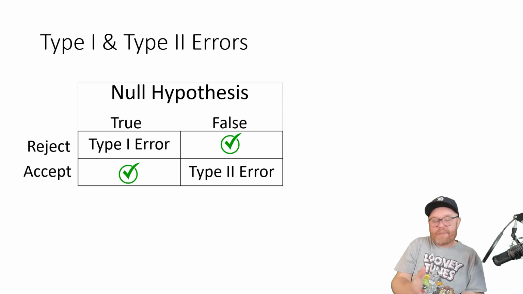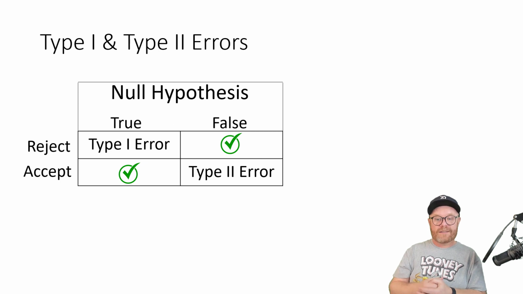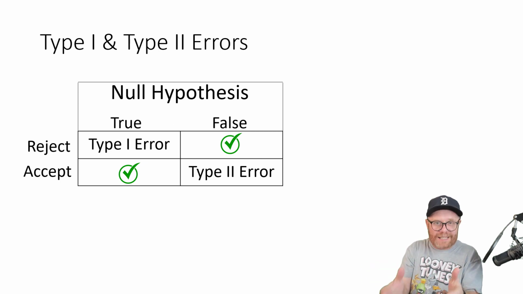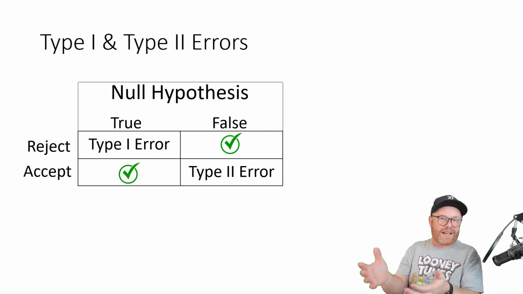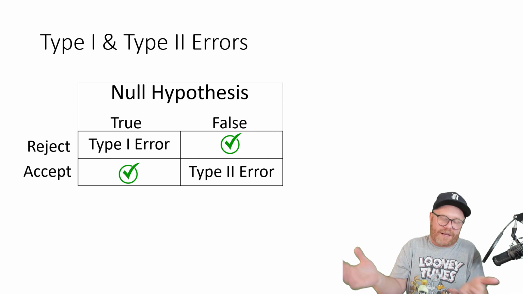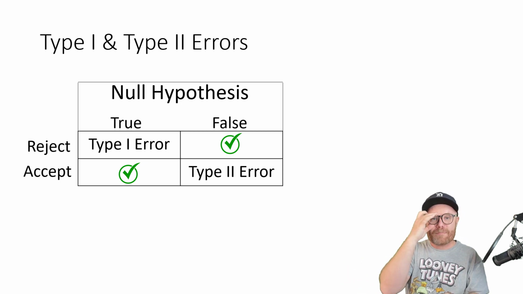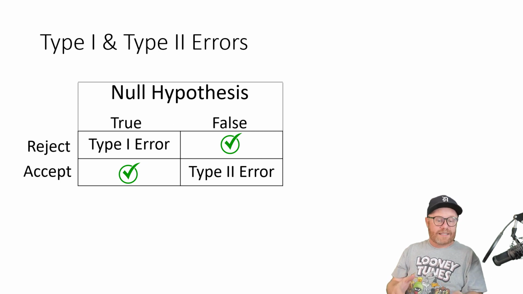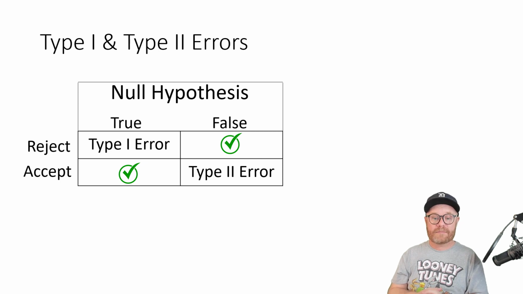And then the other, type 2, is just the opposite. The null hypothesis could be false. We really could have a treatment effect here. But I might run my experiment and just randomly, because of the other error variance that's involved, I might miss it. And I might decide to accept the null hypothesis.